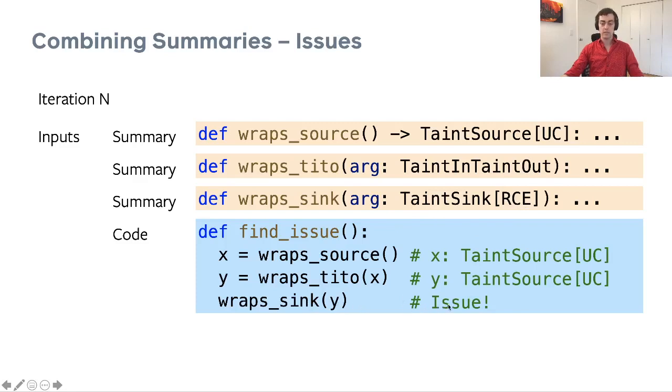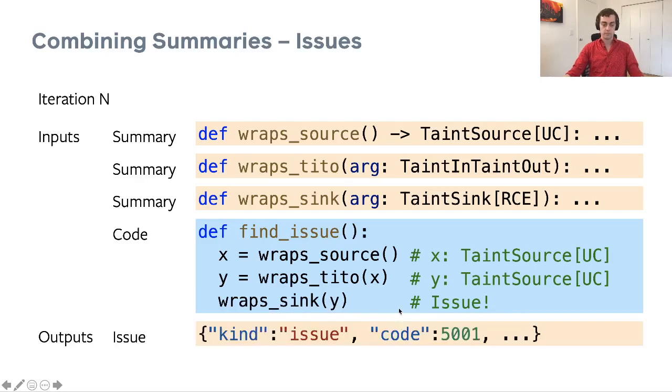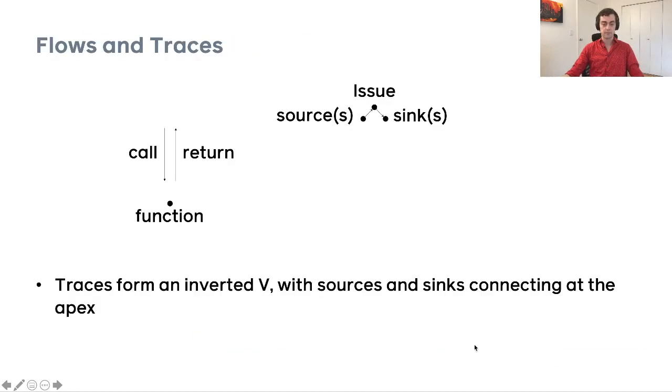It's important to note that when Pysa emits issues, the line of code it's pointing to is this line right here, where the source flow and the sink flow have joined. So it's not necessarily the point where the source is or the point where the sink is. It's often somewhere in between. When Pysa emits an issue, it's just going to emit a block of JSON output that tells you that this is an issue and gives you the code and a bunch of other data about it.